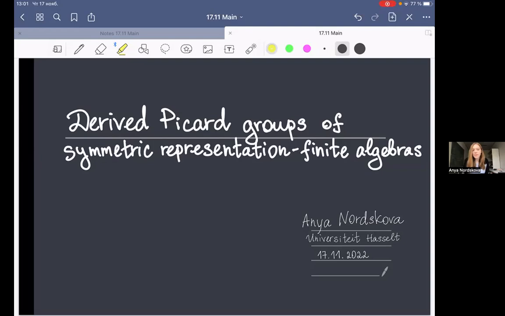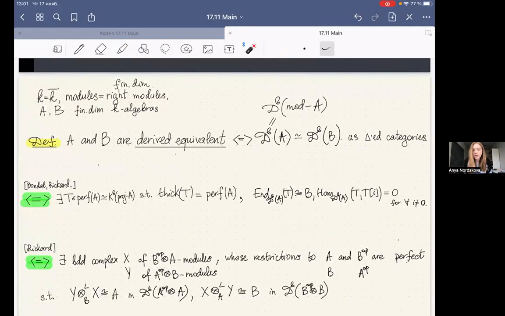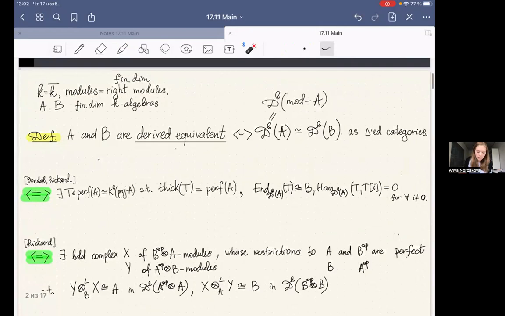throughout my talk, K will be an algebraically closed field. And by modules, I will mean finite dimensional right modules, if not stated otherwise. And I'll let A and B be finite dimensional K-algebras. And we say that A and B are derived equivalent if their bounded derived categories are equivalent as triangulated categories. And by D^b(A), I mean D^b(mod A).